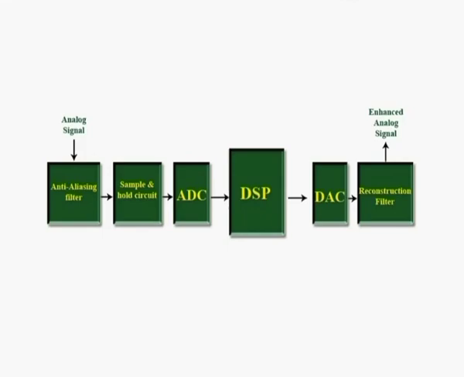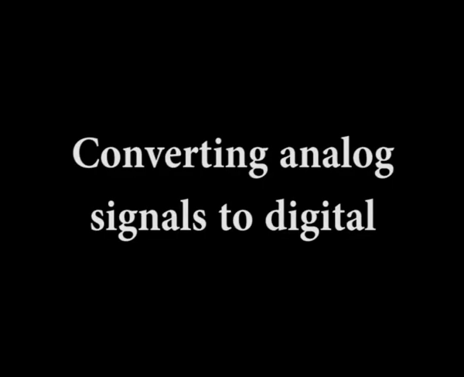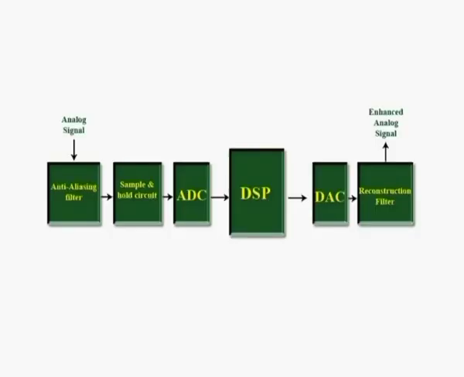Converting analog signals to digital. In order to process signals using digital techniques, the incoming analog signal must be converted into digital form. The first two blocks in the system diagram of figure are the anti-aliasing filter and the sample and hold circuit. The sample and hold function does two operations. The first of which is sampling.